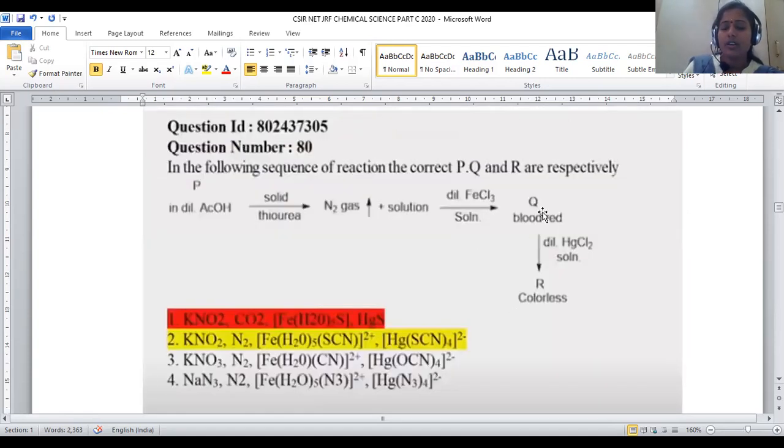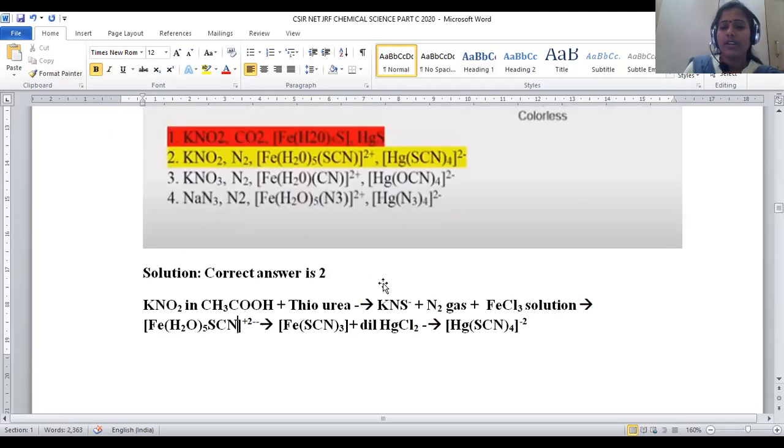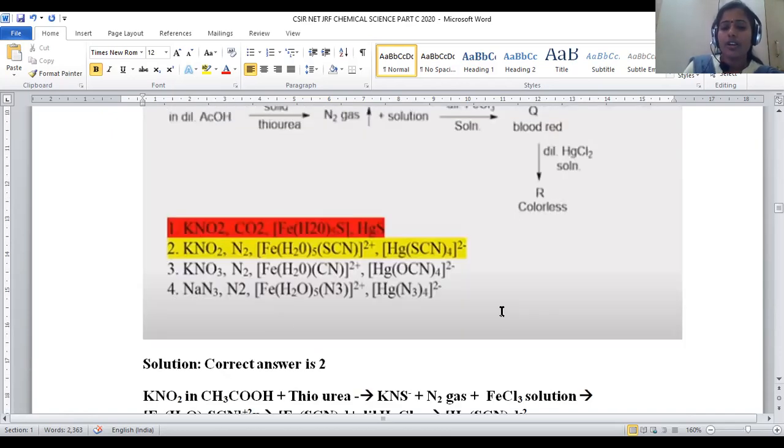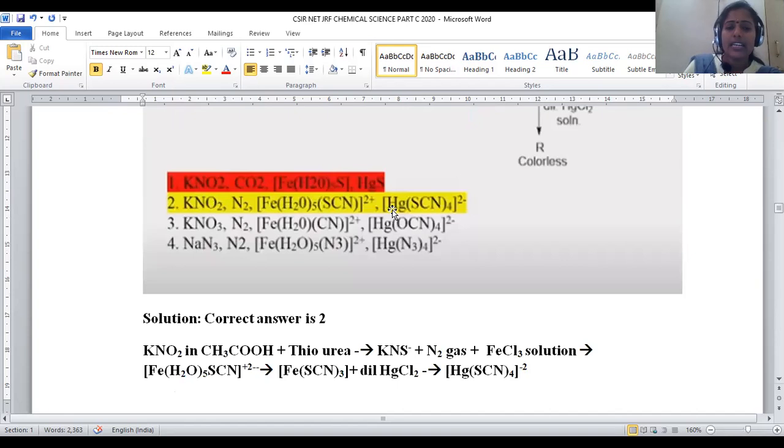Now let us see what the colors of the compounds are. Compound Q is Fe(NCS)3, which will be red in color. Then the final product R will be colorless in nature. So all these are satisfied in option number 2. Option number 2 is the answer for this question.